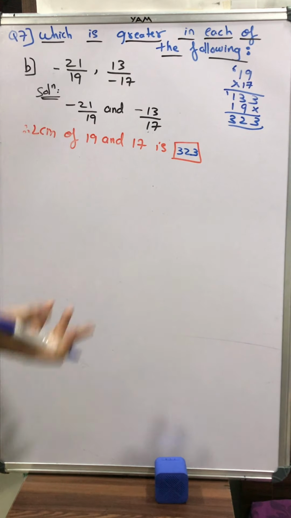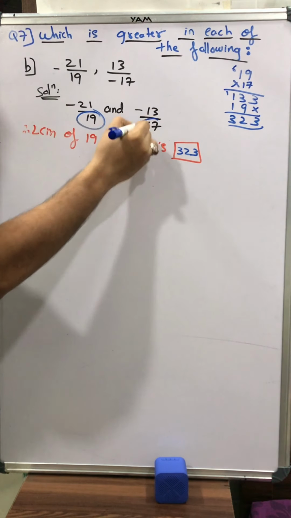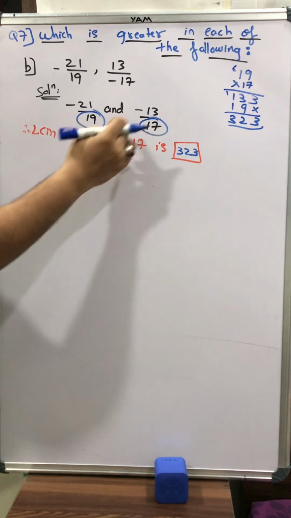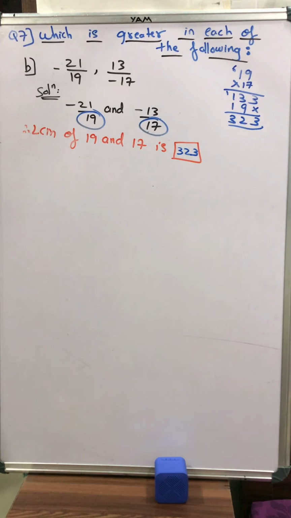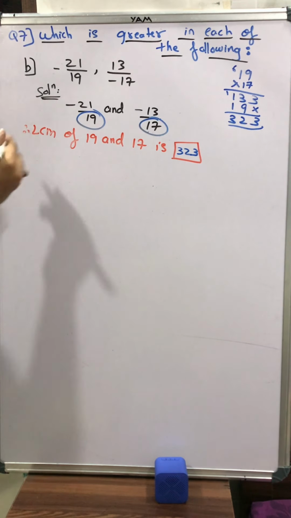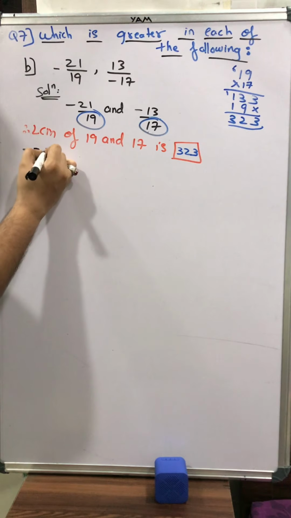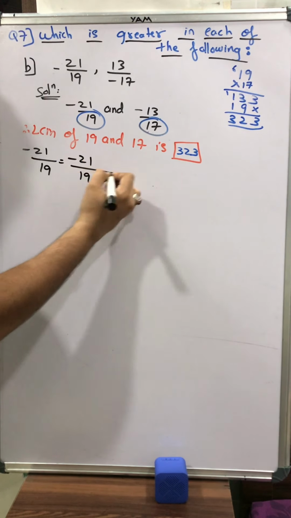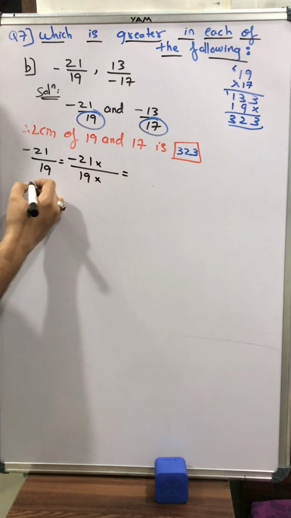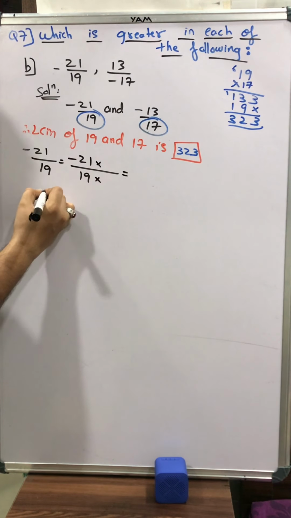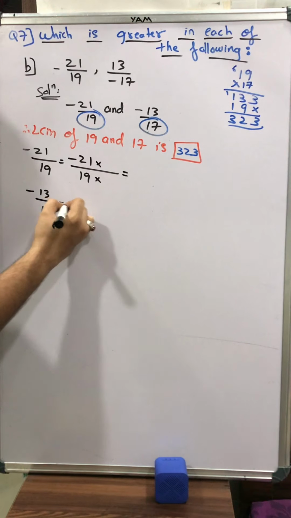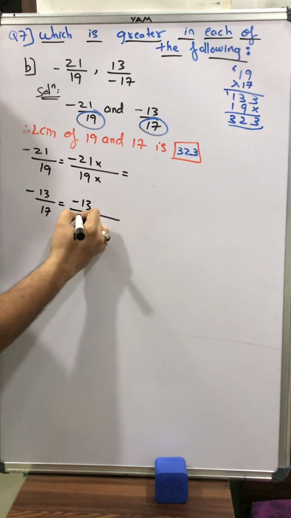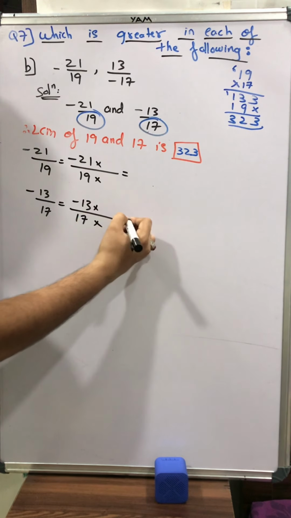Why did I find the LCM? Because I want to make the denominators the same. So now I'll make both the denominators 323. Let's start with our procedure. It's very simple. We did it so many times. Minus 21 upon 19 is equal to minus 21 upon 19 multiplied. The next one, minus 13 upon 17 is equal to minus 13 upon 17 multiplied.